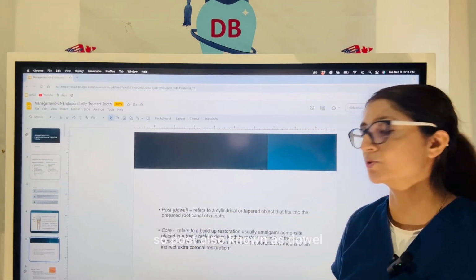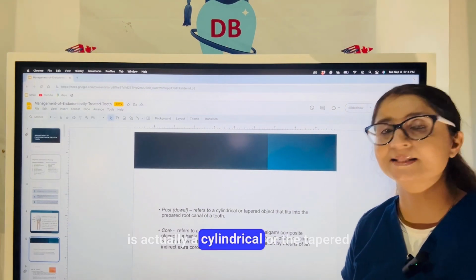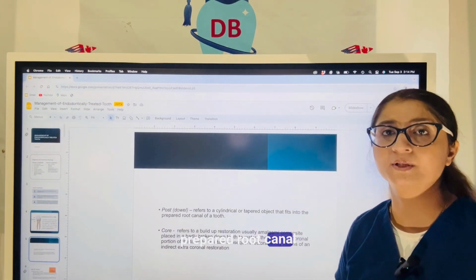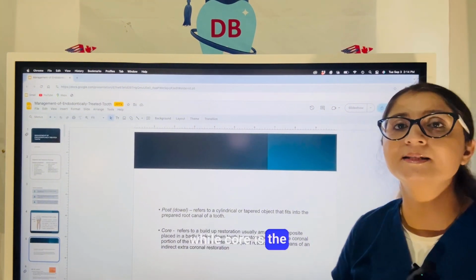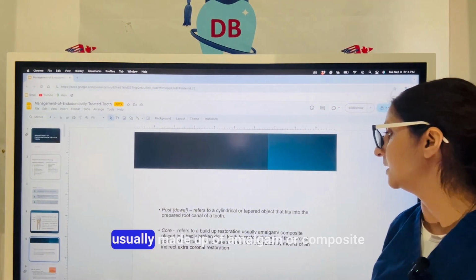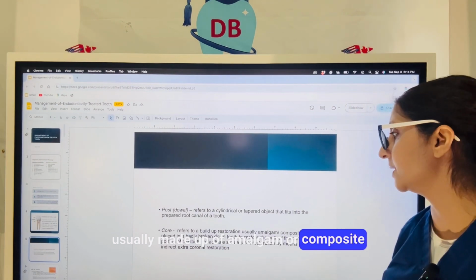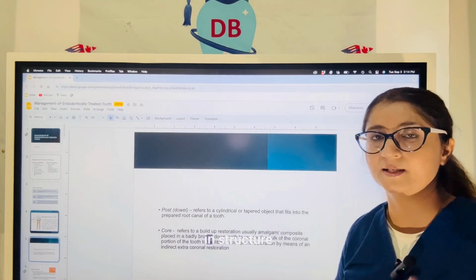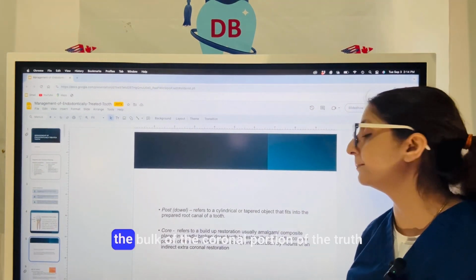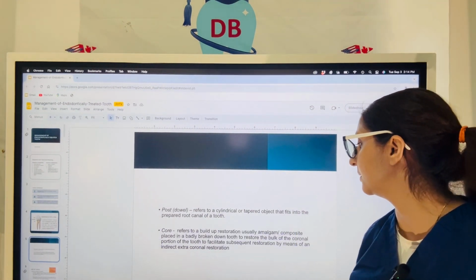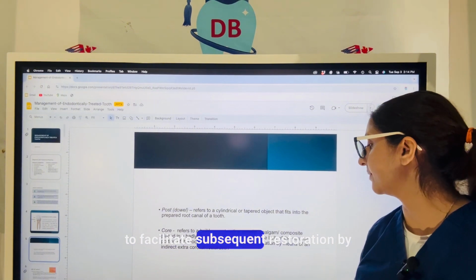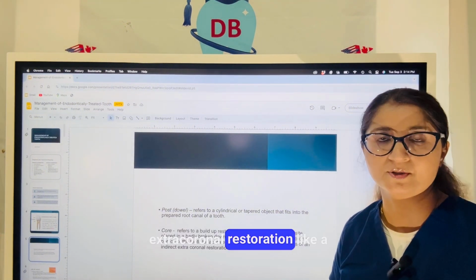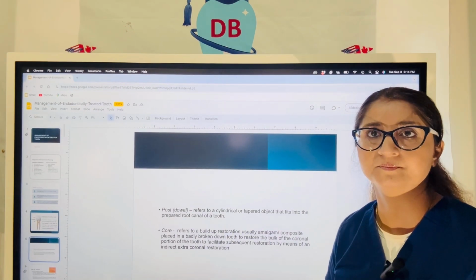So post, also known as dowel, is actually a cylindrical or tapered object that fits into your prepared root canal, while core is the buildup of the restoration, usually made up of amalgam or composite that is placed in a tooth which is very compromised in structure to restore the bulk of the coronal portion of the tooth, to facilitate subsequent restoration by means of an indirect extracoronal restoration like a crown over it.